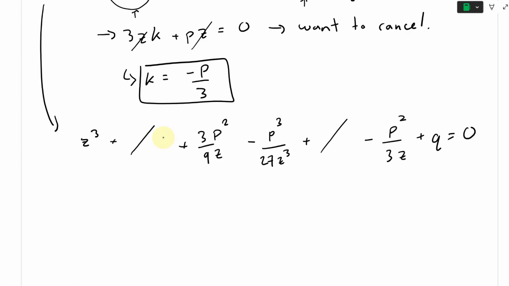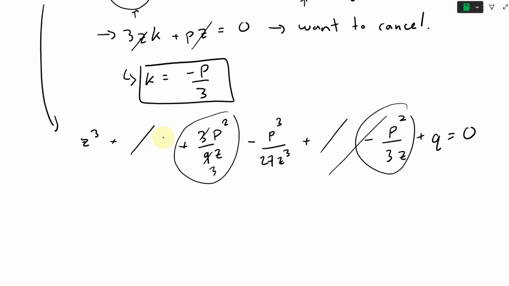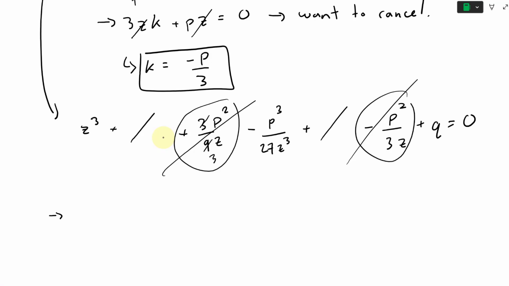So now the next step is to see what we get next. This one is going to cancel. This is going to be a 1. This is going to be a 3. So in other words, it's going to be this one here. That's a plus. So then this cancels with this. So this cancels, and this cancels. So that's gone. Now all we're left with is a z cubed, as the Vieta substitution stated. We're going to get p cubed divided by 27 z cubed plus q equals to 0.